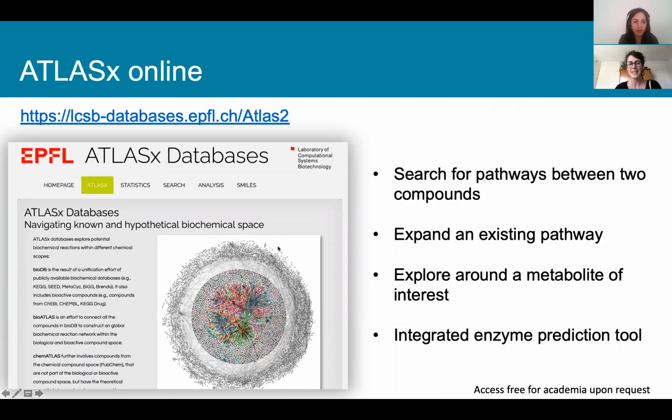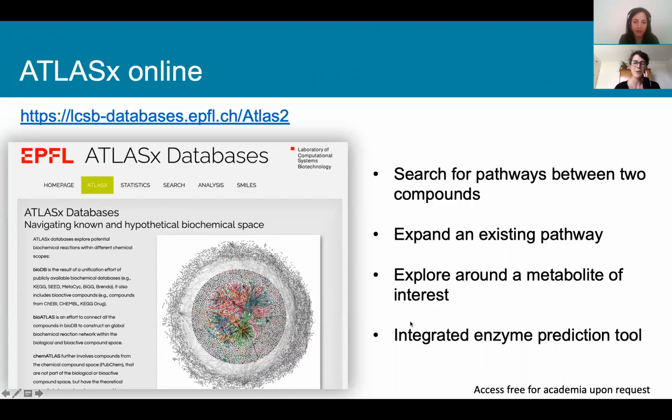It's called Atlas X Databases, and within this huge network of predicted reactions, you can, for example, search for pathways between two compounds. For example, if you want to engineer a pathway from one metabolite to another, you can search for possible pathways. You can also do the same analysis that we did for noscapine, so expand an existing pathway, or you can explore around a metabolite of interest. What are the possible reactions that can happen around this metabolite?